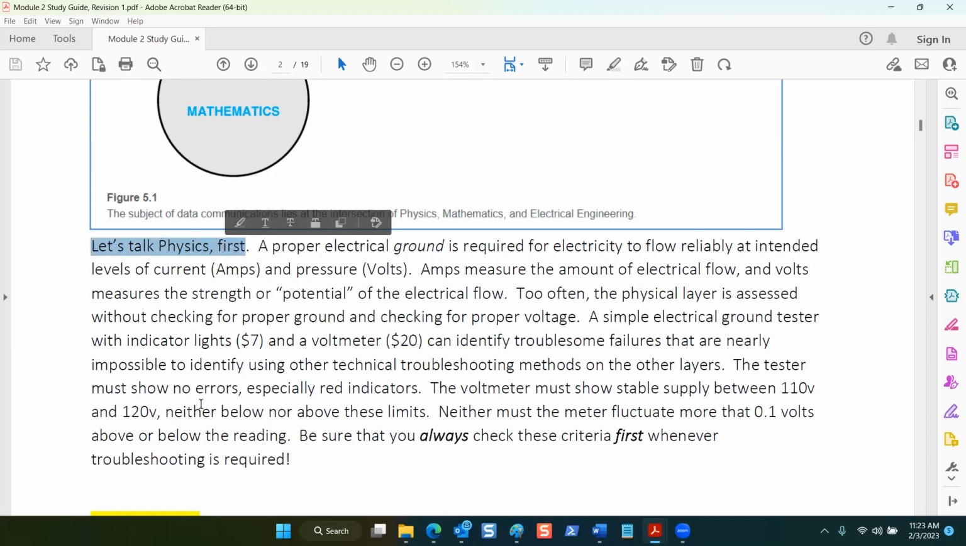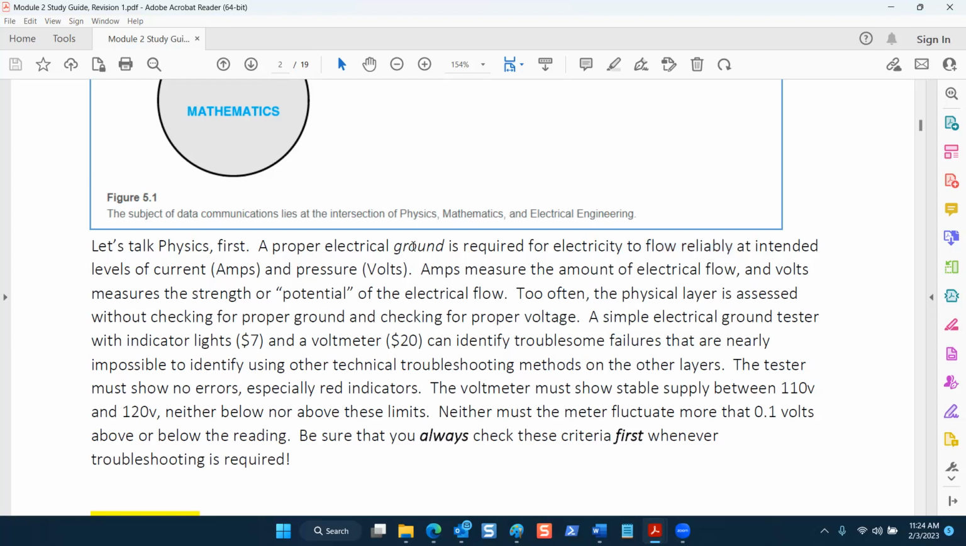Physics first. So in the physical world, a proper electrical ground is required for electrical pulses to flow reliably. That's because in a circuit, a complete loop, electricity flows only when a circuit is complete. If the circuit is broken, then it can't flow. It's kind of like the light bulb being on or off, where the connection is there or not.